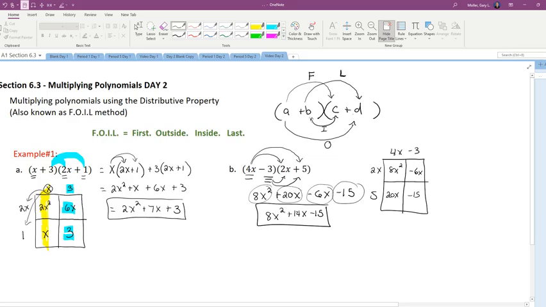So when you say FOIL, we're really just talking about doing the distributive property. But you will hear me say use FOIL, use FOIL, use FOIL. Really, I'm just telling you to make sure you have multiplied both of A and B times both of C and D. That's what we have done.